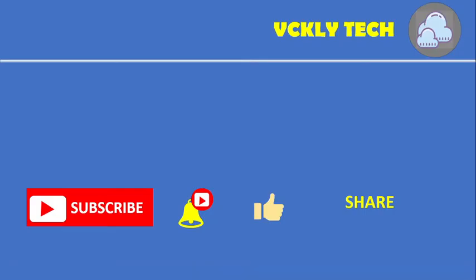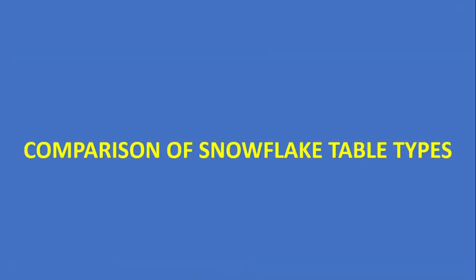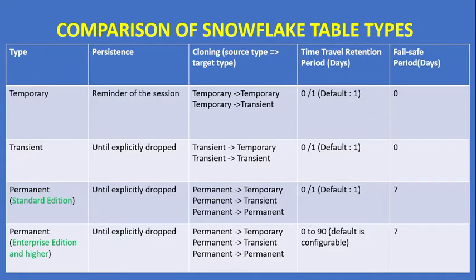Hi everyone, in this video I am going to talk about the comparison of Snowflake table types. In my previous video I explained how to create these different table types. If you see here, there are three different tables in Snowflake: temporary table, transient table and permanent table. And also there is one more table called external table. I am going to talk about the external table in a separate video.